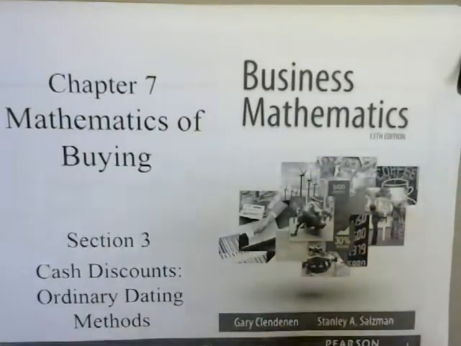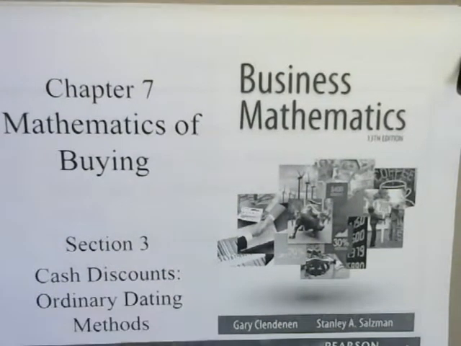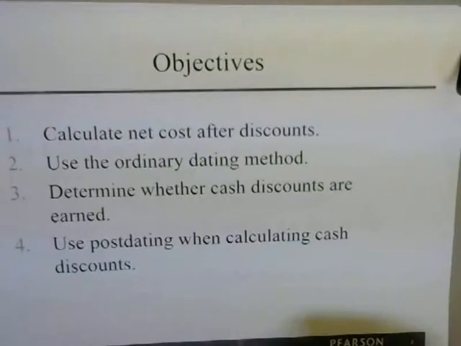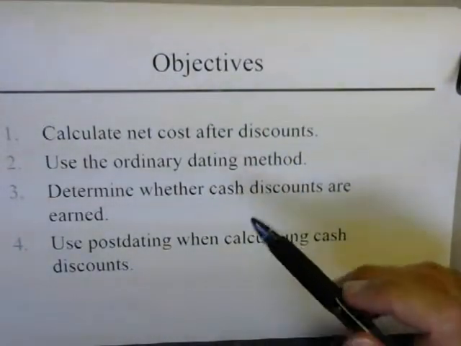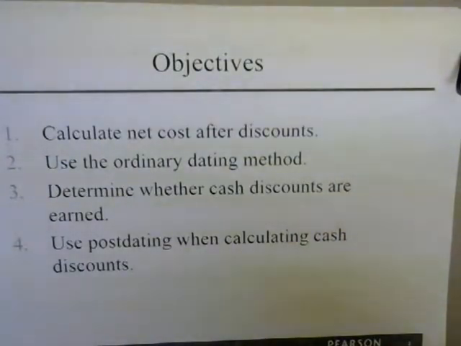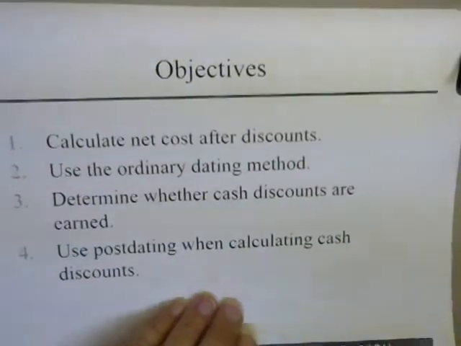Hi everybody. So the next section, Section 3 of Chapter 7, is about cash discounts and ordinary dating methods. These will be the objectives in this section, right? We'll look at how to calculate the net cost for discounts, how to use what's known as the ordinary dating method, determine whether cash discounts are earned, and we'll look at using post-dating and calculating cash discounts.